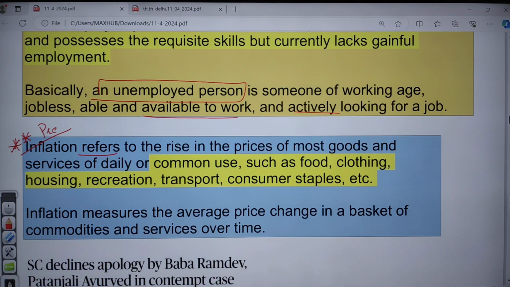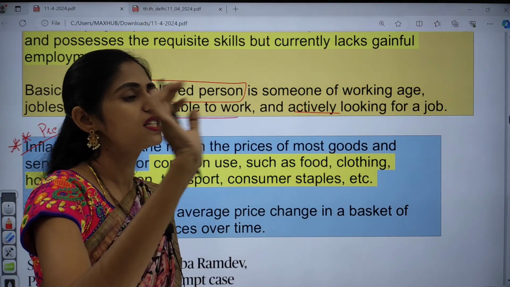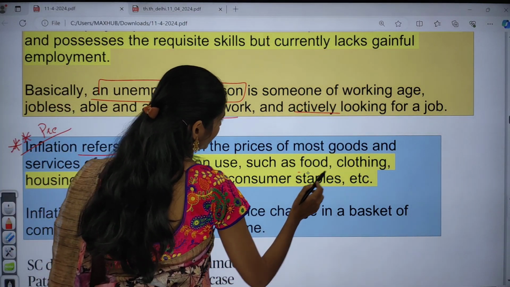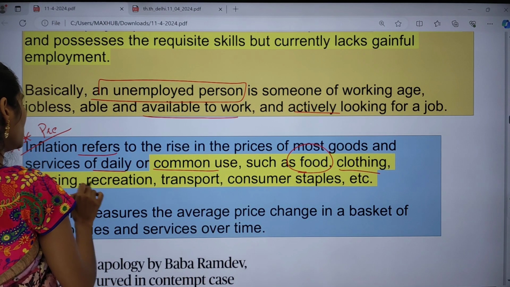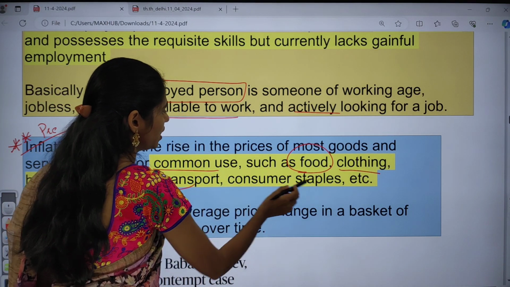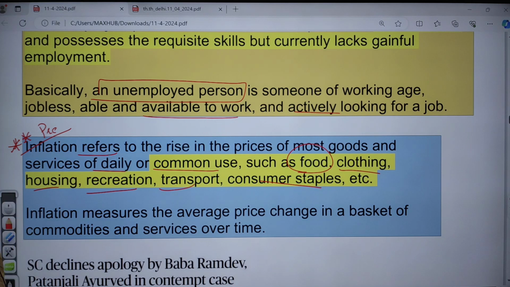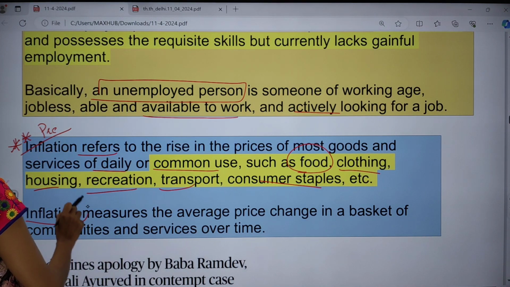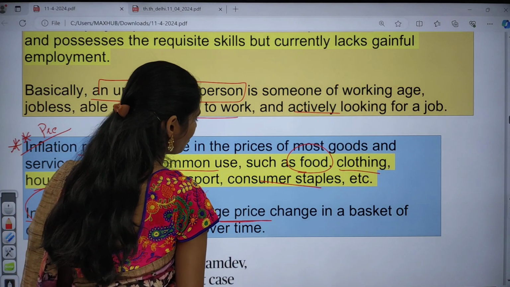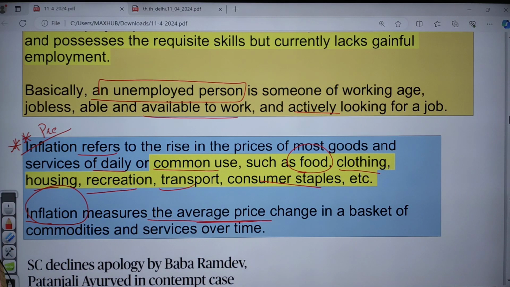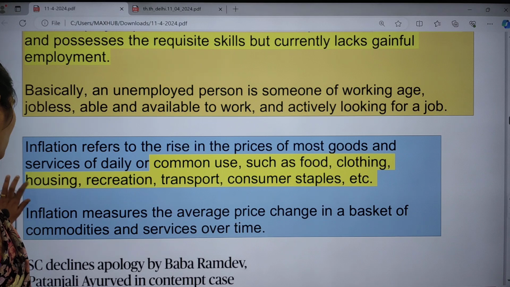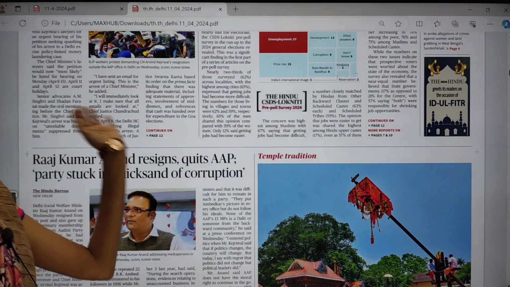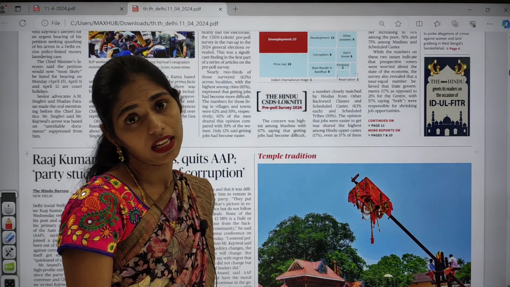Inflation, in simple words, is a rise in the price of goods and services in the market of daily or common use like food, clothing, housing, recreation, transport, consumer staples. Whenever there is an increase of price in these areas, that is called inflation. Inflation measures the average price change of a basket of goods and services. So this is about the first article, and please do some research regarding the dimensions that I gave.